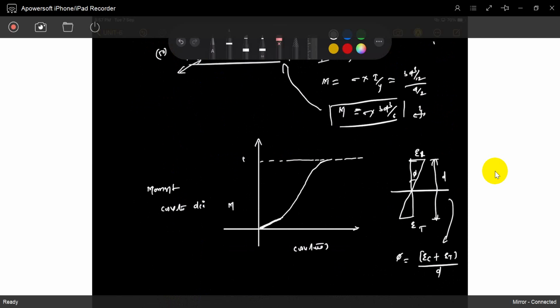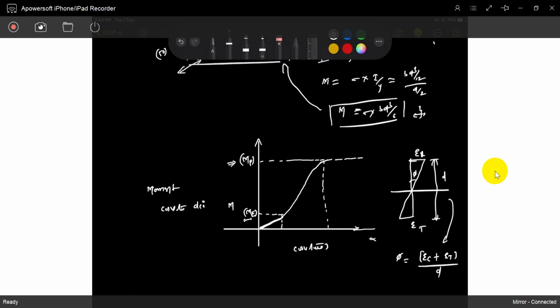This is the moment carrying capacity of the section in plastic analysis. And this is the moment carrying capacity of the elastic section analysis. This is the curvature. It's going on to infinity. There is no need for an increased moment.